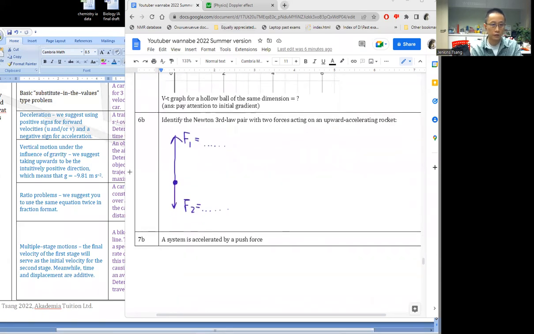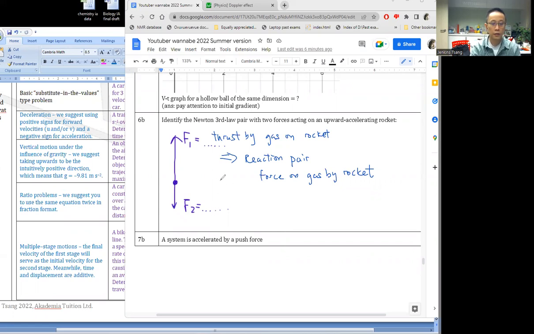Question 6 is about identifying Newton's third law pair forces. So there's an upward propulsion force due to the rocket. And F2, meanwhile, is the weight of the rocket. And the question asks you for the corresponding Newton's third law pair. So F1 is thrust by gas on rocket, and it would just stick to the Newton's third law definition. The reaction pair would be the force on the gas by the rocket, making choice A and B correct for now.